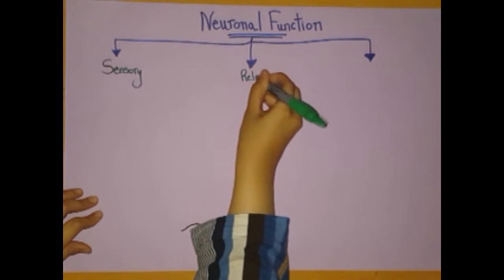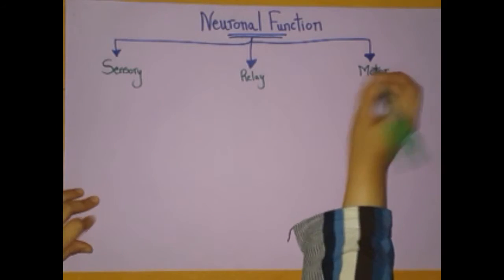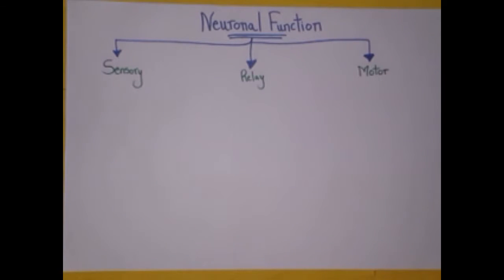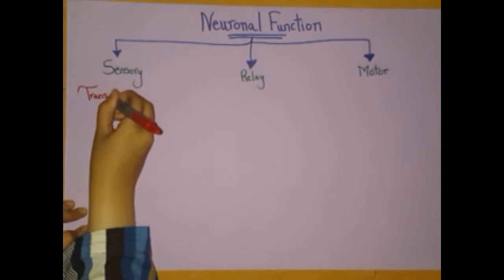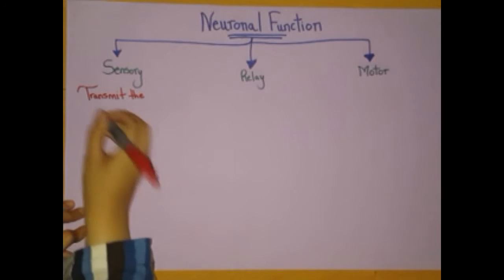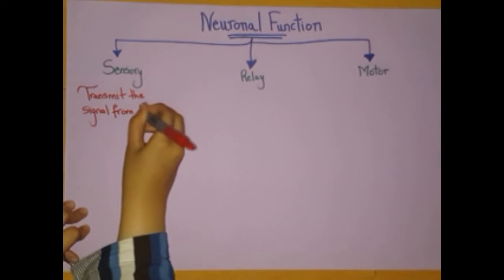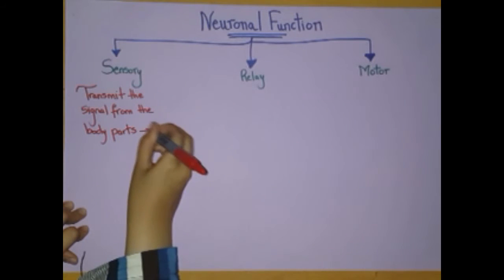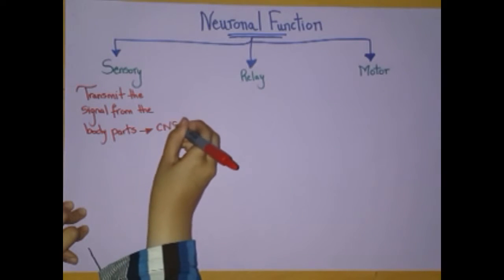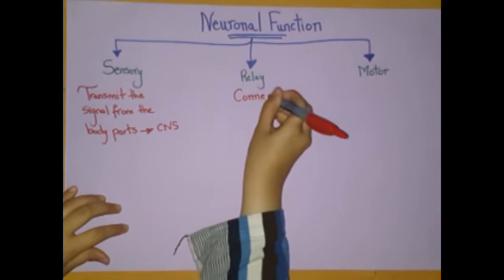The sensory neurons are mainly involved in getting signals from the body to the central nervous system. Just like a computer, we need to have a processor. In our case, the processor is the central nervous system, the brain or the spinal cord. The sensory receptors present in each organ of the body, and different organs have different sensory receptors, transmit the signal from these organs to the central nervous system. That's why we have sensory neurons.